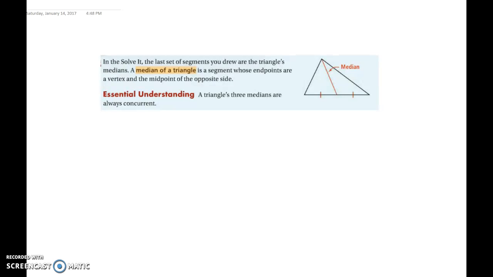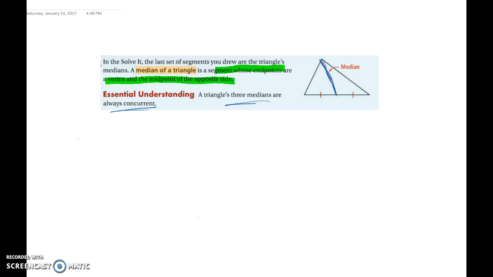Right, so the first one that we're going to discuss today is our median, and you'll see it's very similar to the circumcenter. There's just one major difference. The median of a triangle is a segment whose endpoints are the vertex and the midpoint of the opposite side. The only difference is this median does not have to be perpendicular. All 3 medians are always concurrent, meaning they all intersect at one point.